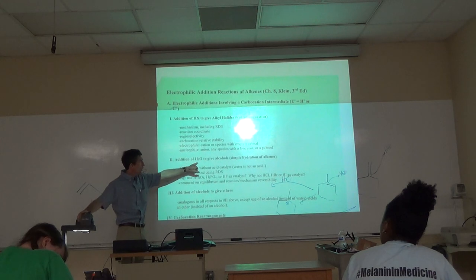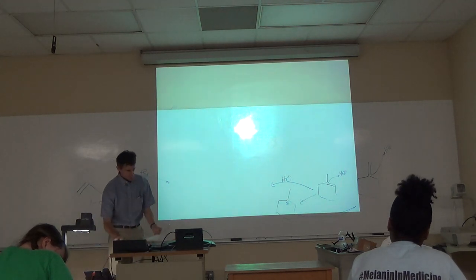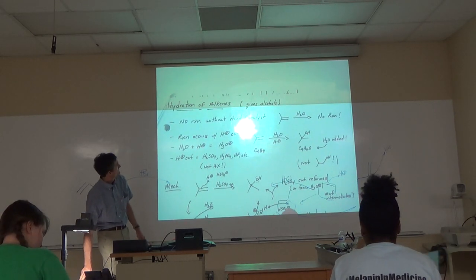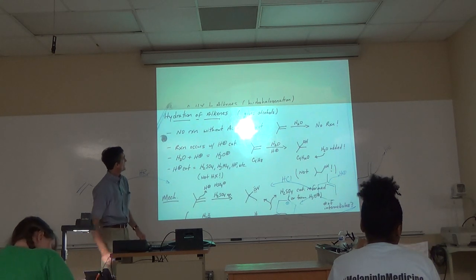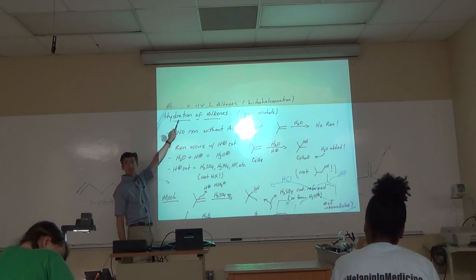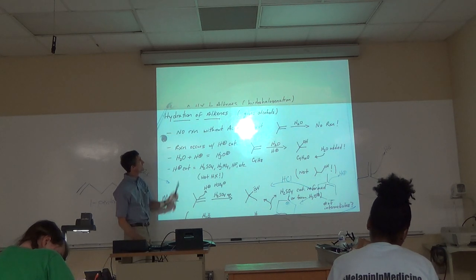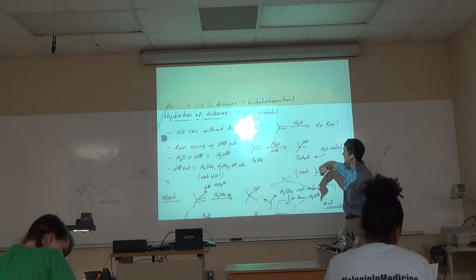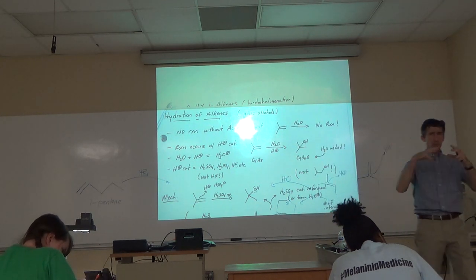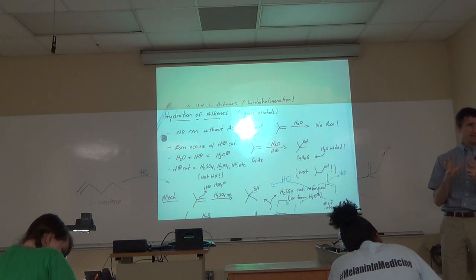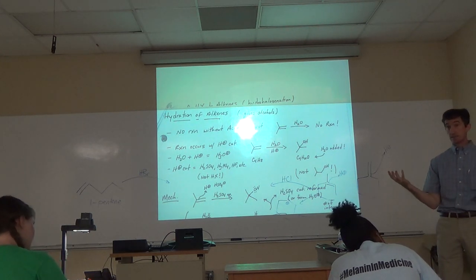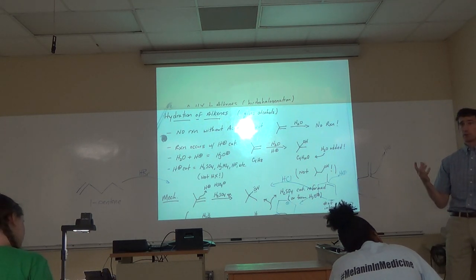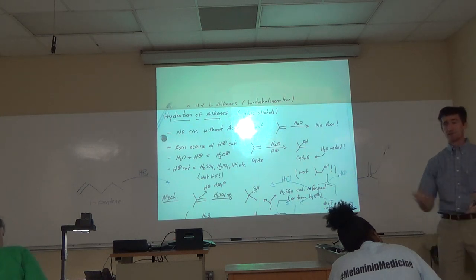Next reaction is addition of water to give alcohols. And since we're adding water, it can be called a hydration of an alkene. Now, alkenes don't react with pure water. No reaction. The skin of an apple contains lots of alkenes. That skin protects the inside of the apple from rain. If alkenes reacted with pure water, when it rained, the skin of the apple would react, and it doesn't do that.